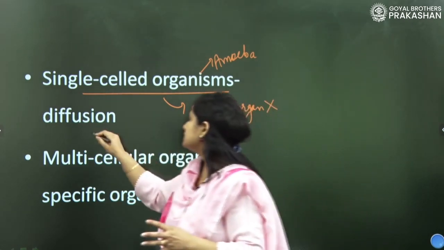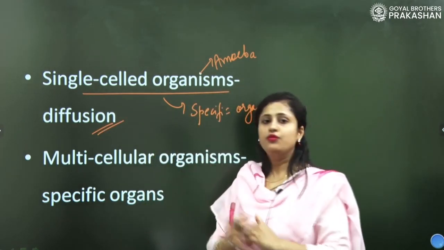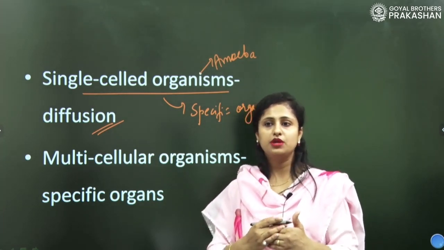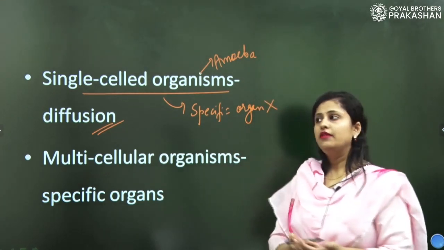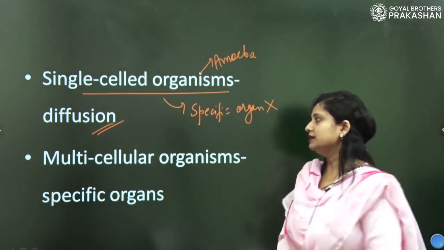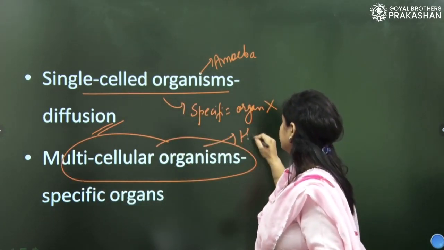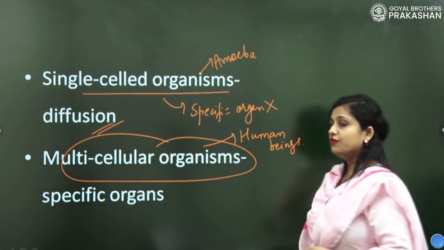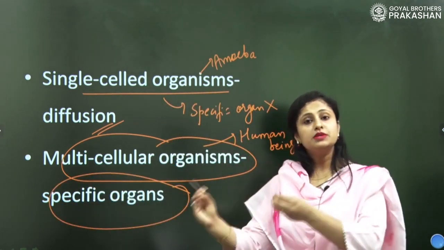This process is known as diffusion. With the help of diffusion and the direct contact of their outer membrane with the surrounding, they take up all their nutrition, they transport their gases, and they excrete out waste as well. But in multicellular organisms like human beings, we have specific organs to perform specific functions.